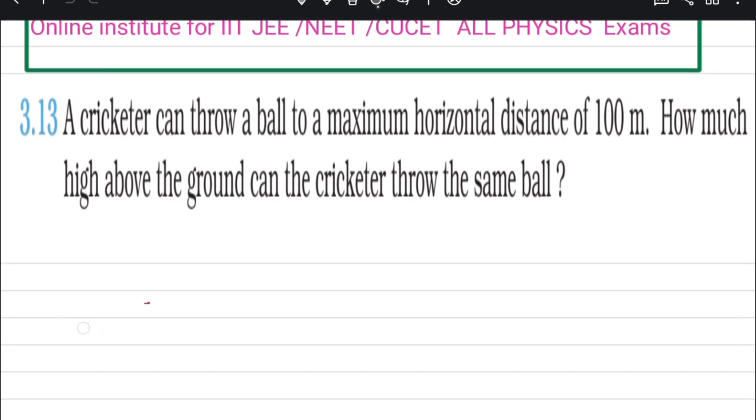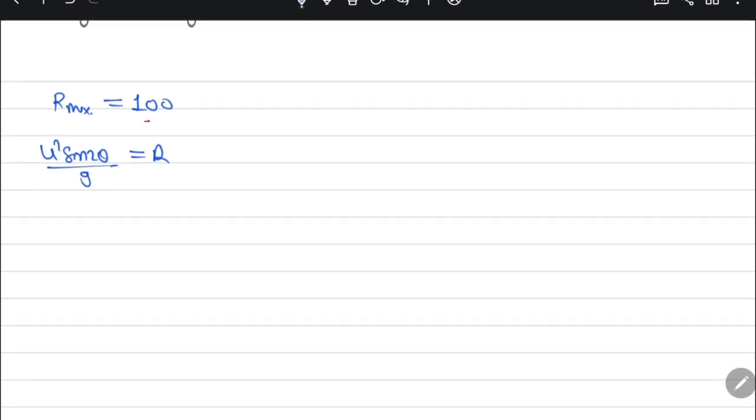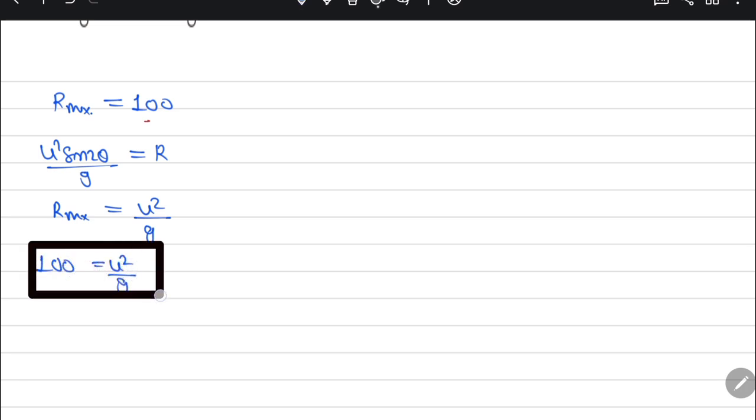A cricketer can throw a ball to a maximum horizontal distance. Maximum horizontal distance means range maximum. They have given maximum horizontal distance, that is 100 meter. u square sine 2 theta by g, range formula given. That is our range formula. And for range maximum, this formula becomes u square by g, and they have given 100 is equal to u square by g.